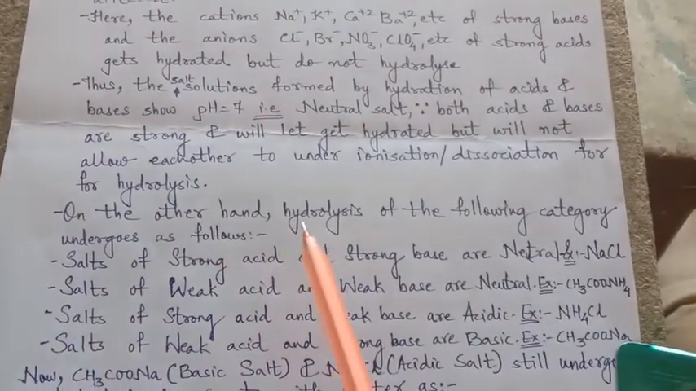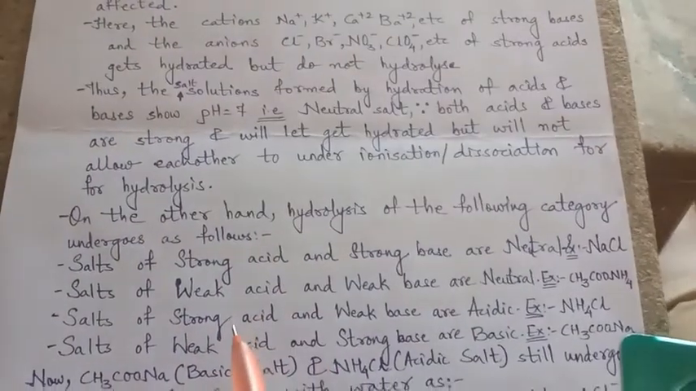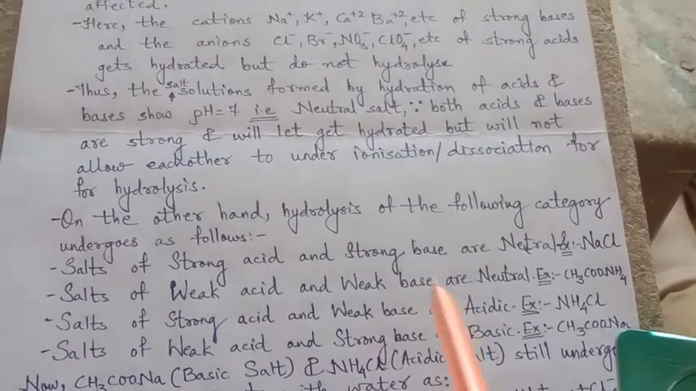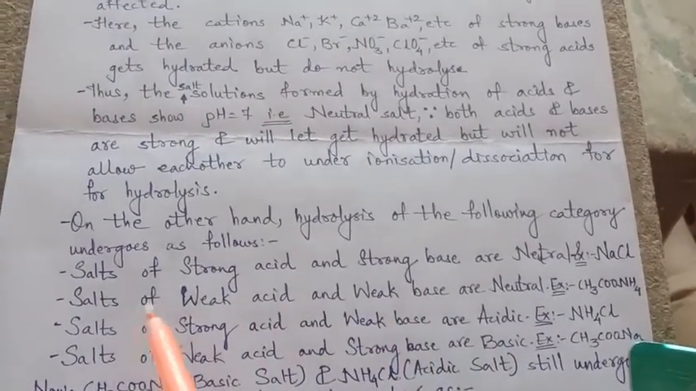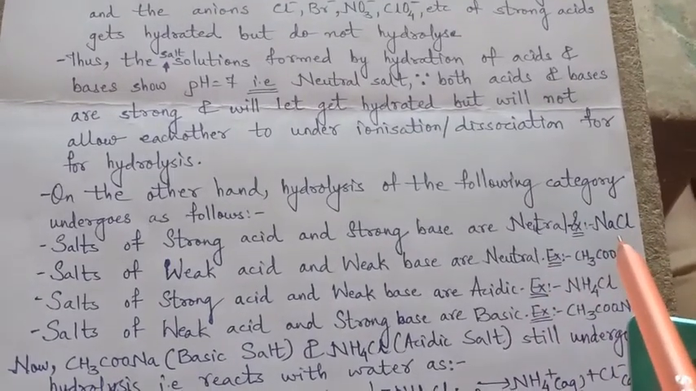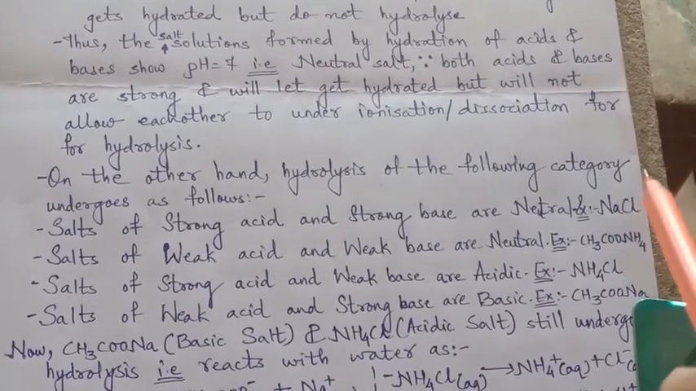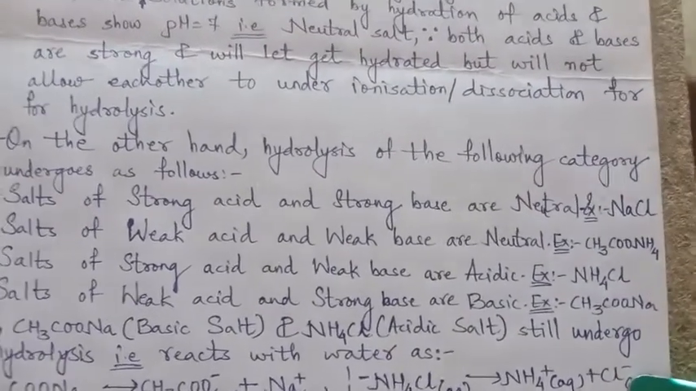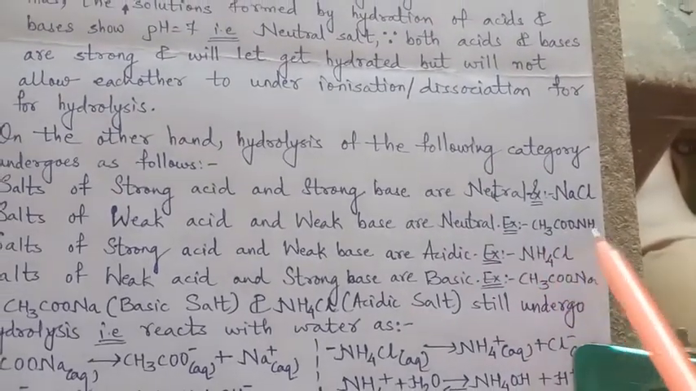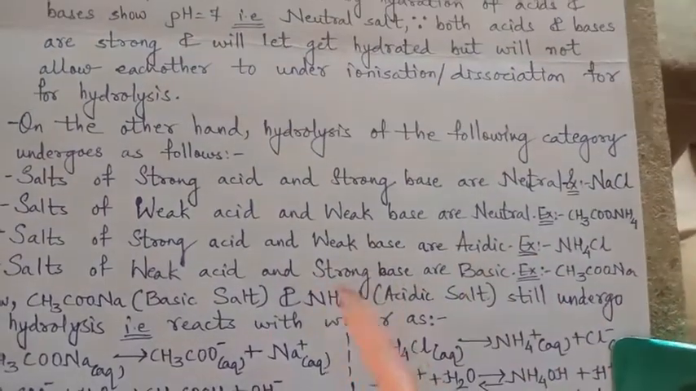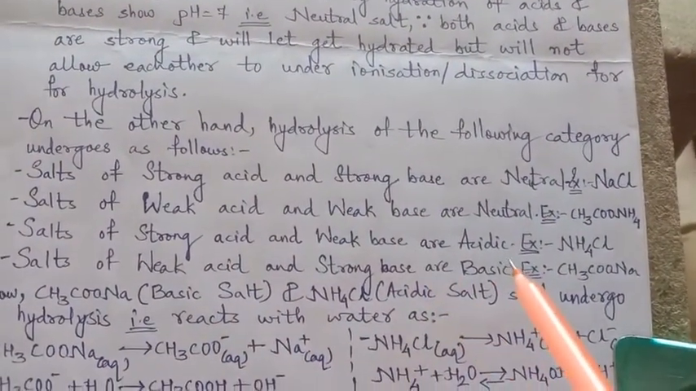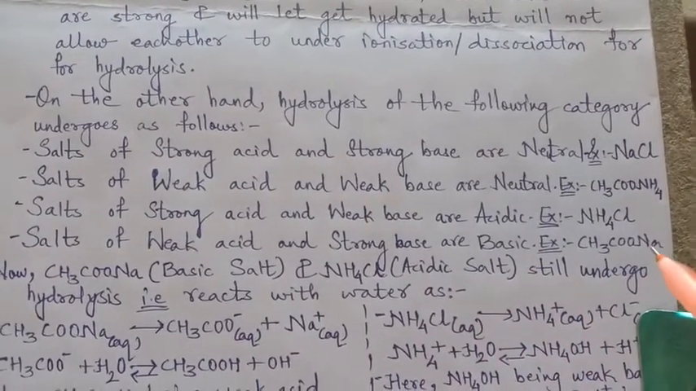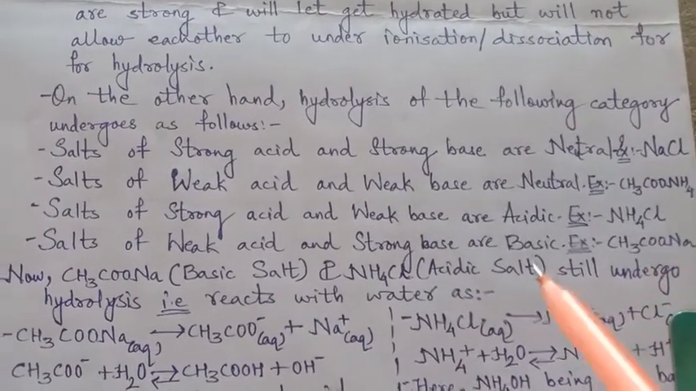But on the other hand, hydrolysis of the following categories goes as follows. When a strong acid and a strong base undergo the reaction, they ionize to give a salt which is neutral. An example of a neutral salt is NaCl. Weak acid and weak base will again give a neutral salt, for example CH3COONH4, that is ammonium acetate. Strong acid and weak base will give an acidic salt, that is NH4Cl. Weak acid and strong base will give a basic salt, that is sodium acetate, CH3COONa.